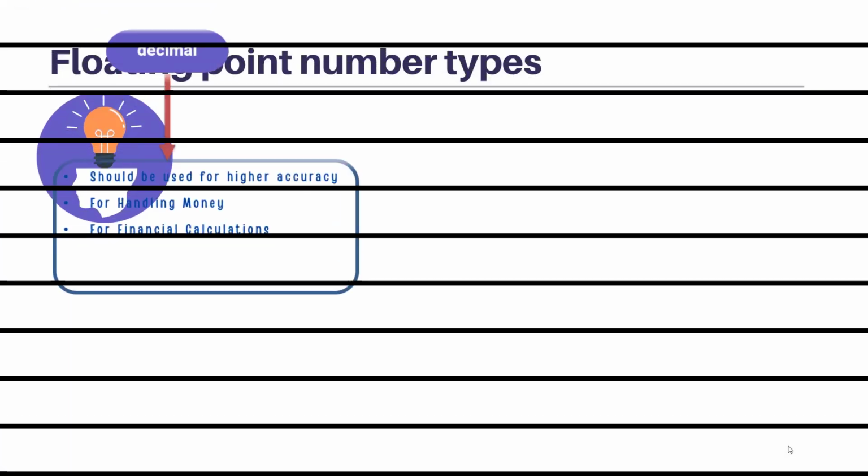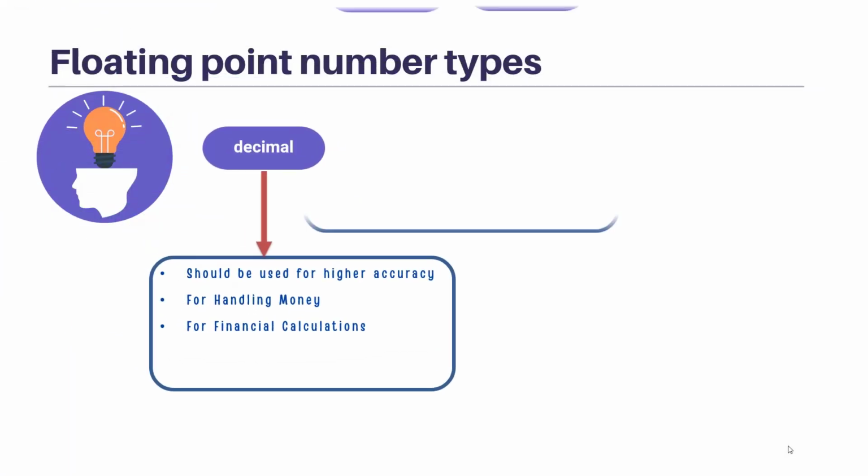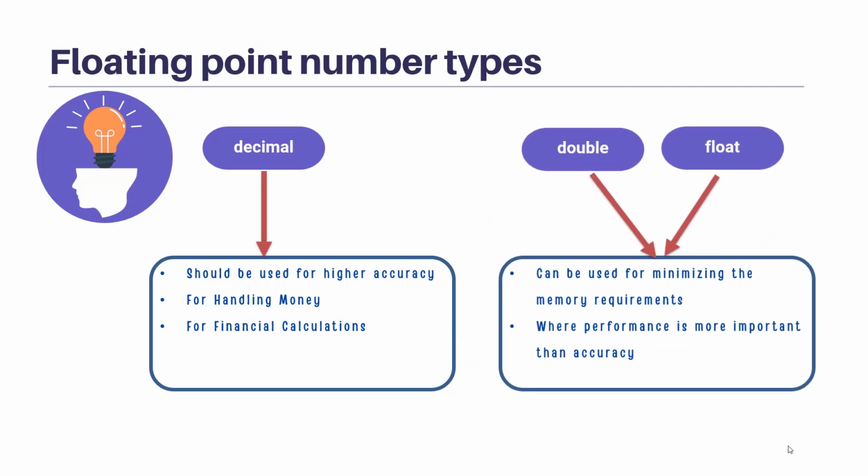Generally, the decimal type should be used where the highest accuracy is required. For example, financial calculations need exact accuracy. Even small rounding may cause errors in the calculations. Minimizing memory requirements for a program may be one of the reasons for choosing double and float over decimal. Also, you can use double when optimization for performance is more important than accuracy.